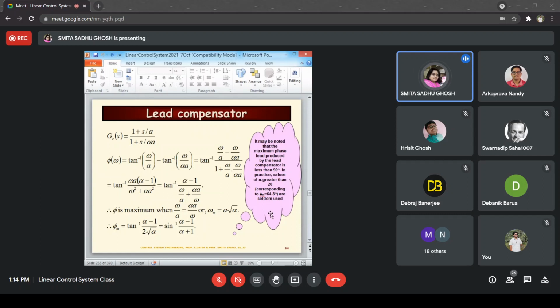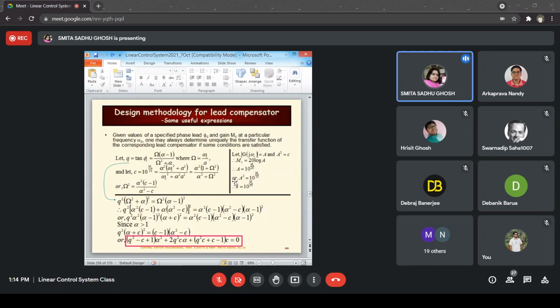So till now we found out the expression for the phase, and from there the maximum amount of phase lead that we obtain, and the frequency at which we can obtain the maximum phase lead, for a lead compensator. So now we will just make certain assignments, meaning that certain notations are going to be used, with the help of which we are going to find some useful expressions which are going to be used for the design.